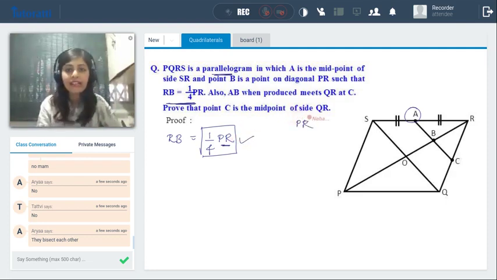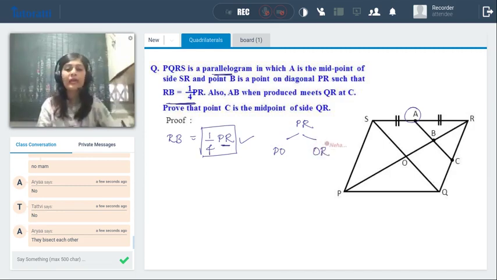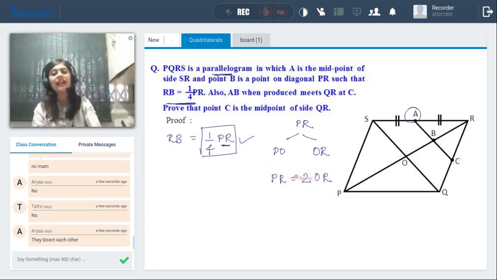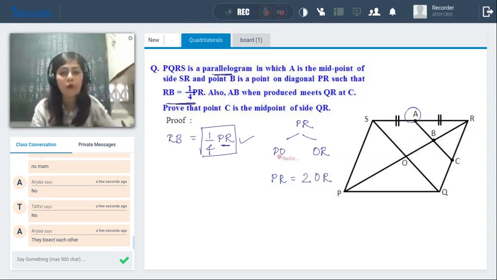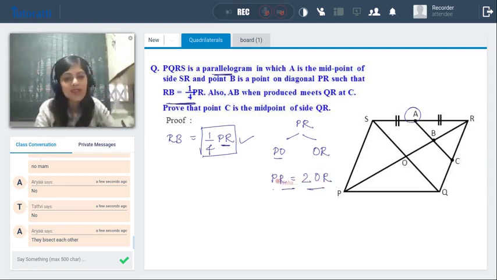So if I look at diagonal PR, it is bisected into two parts, PO and OR. Students, can I say that PR is equal to twice OR? Yes, obviously, PR is going to be double of OR. PR is also going to be double of PO, but right now we don't need PO. So can I say PR is twice OR? Yes, I can. Let's try to substitute this value of PR in our equation.